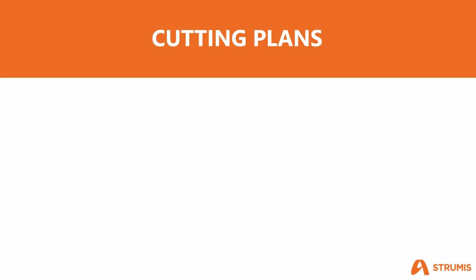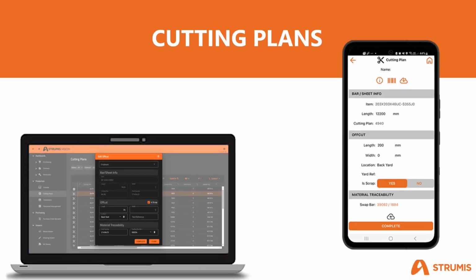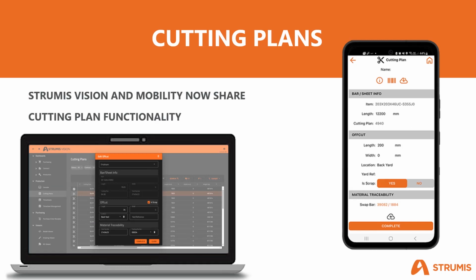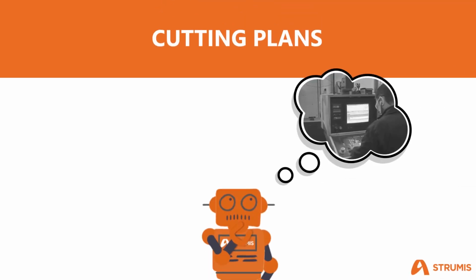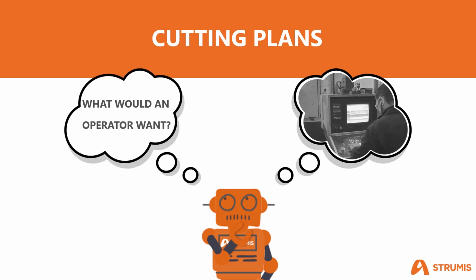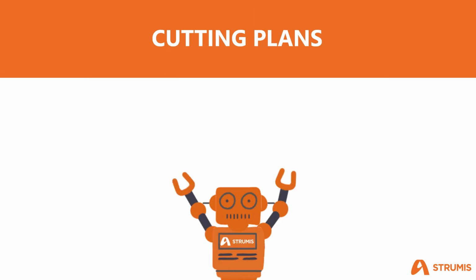We'll now move on to a new piece of the Mobility app functionality, which is cutting plans. For those of you who are familiar with STRUMIS Vision, which is our web interface application, you'll understand this functionality, but we've taken it a step further in the new Mobility app. We thought long and hard about this new feature and imagined ourselves as a machine operator and what could make this super simple to use. What we came up with was so easy, it was almost a eureka moment.